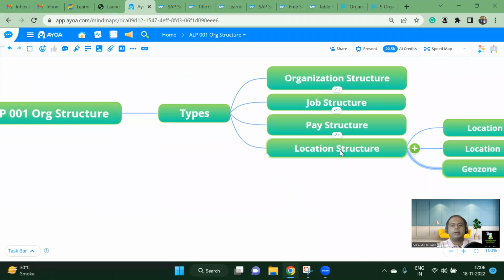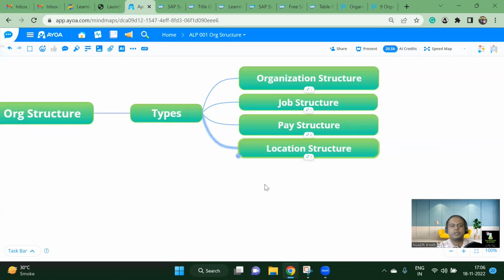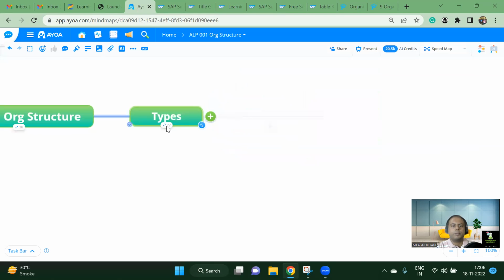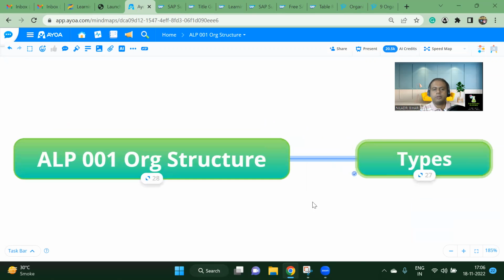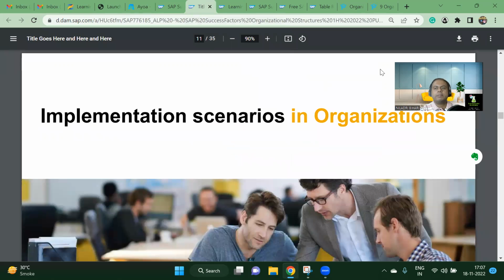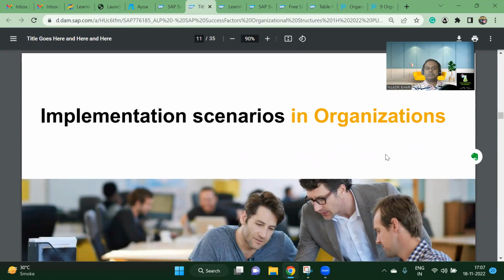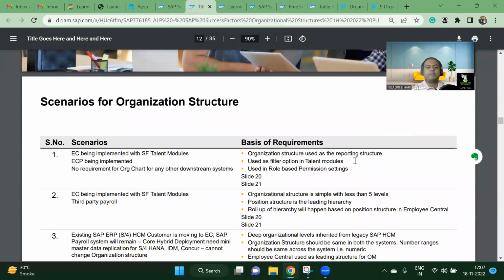Now let's come back to the types. We talked about the different types of org structure, job structure, pay structure, and location structure. After understanding all the types, let's move on to the next segment, which is the implementation scenario. This is interesting because one size doesn't fit all. Every organization has its own complexity and scenarios, and also different types of implementation, depending on what stage they are implementing and how.